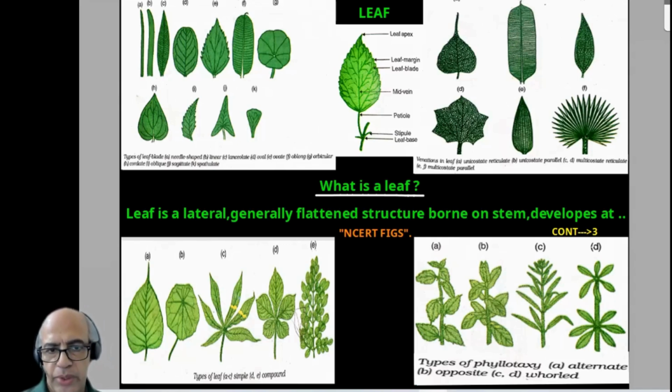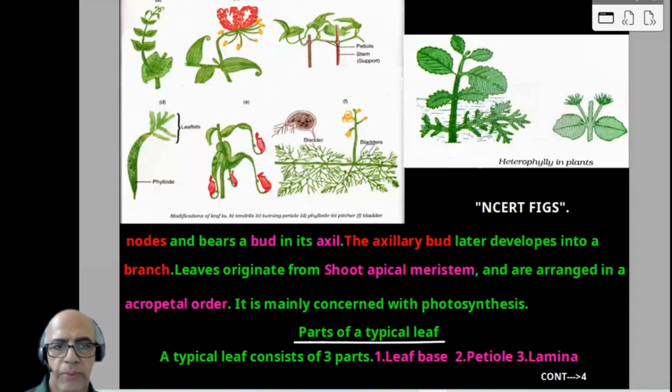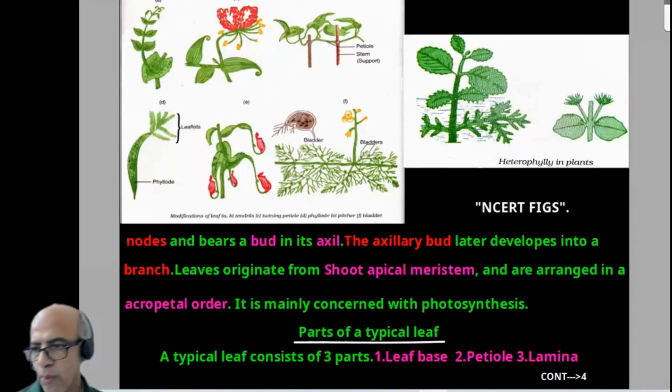I think we can proceed to the next page. On the next page we can also find some more photographs dealing with the modification of leaves. That part is originally not in the present syllabus, but we should just pass through it, just like stem modification. Then this stands for heterophylly, which we studied in plant growth and development. These are also NCERT figures, some of them from the old edition NCERT. Now I think we can proceed.